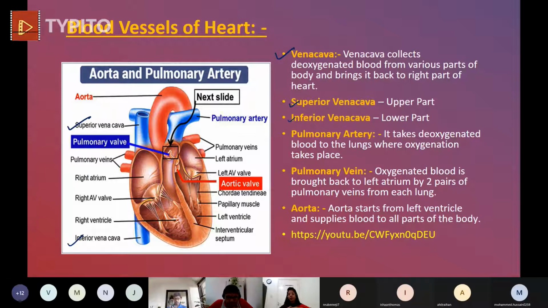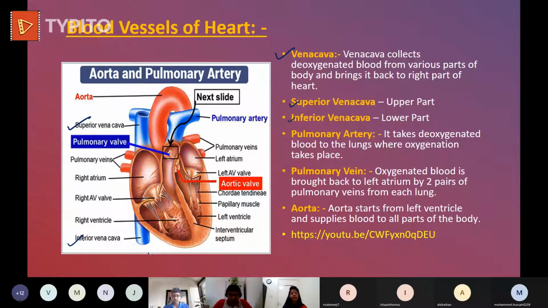Inferior vena cava means the lower part of the body. Lower part means starting from below the heart. What are the lower parts? Abdomen, meaning the tummy area, your thigh, your legs. So that is the lower part of the body. The lower part of the body will bring the carbon dioxide rich blood, and that will be given to the heart by the inferior vena cava.